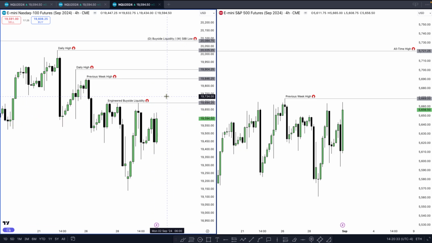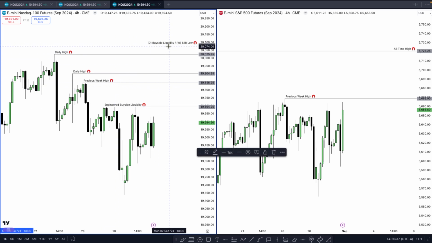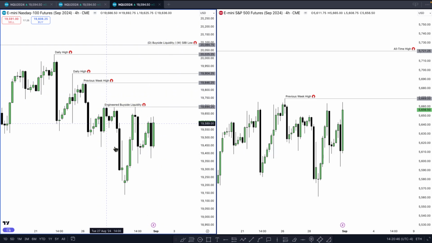I want to see price go up there. And then above, again, we already mentioned at the very high here where my cursor is, the daily buy side and the weekly SIBI low, 20,084.75. I want to see if we can get up there, but these are my initial targets, and really I should have this on my chart as well.